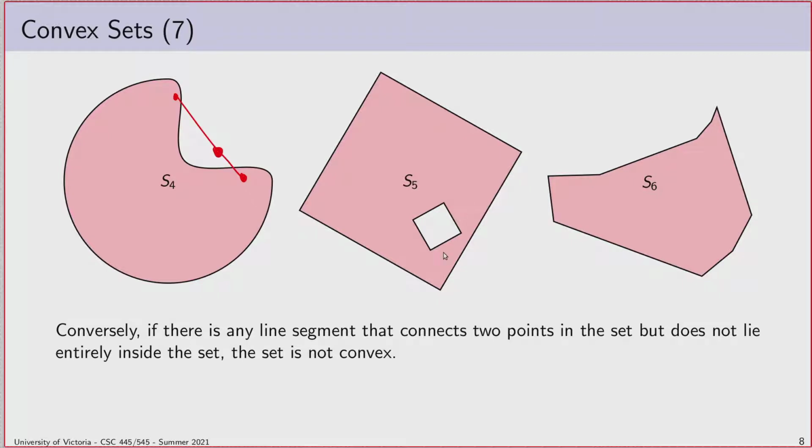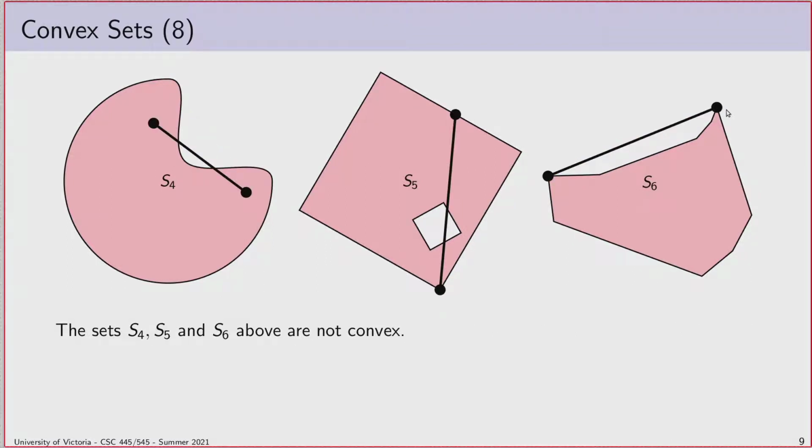S5 has a hole in it. Similarly, if I choose some line segment that crosses that hole, something inside the hole is not in the set, therefore the set isn't convex. And then S6, I guess I'll use these 2 corners here. That entire line segment is actually outside of the set, and so S6 isn't convex. The other slides are going to pretty much do that as well. And that's how we know these sets aren't convex.